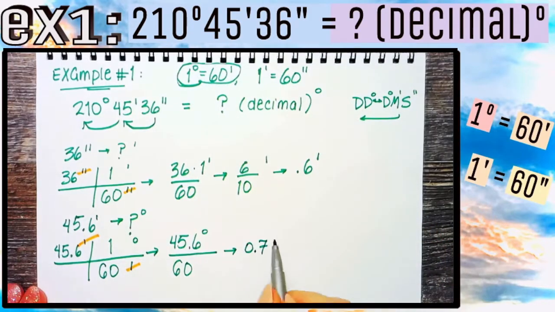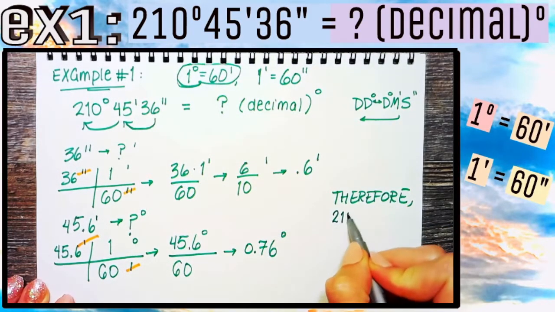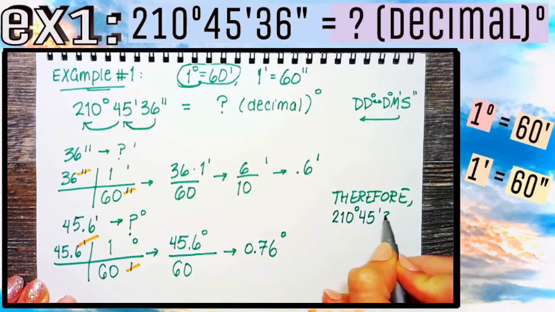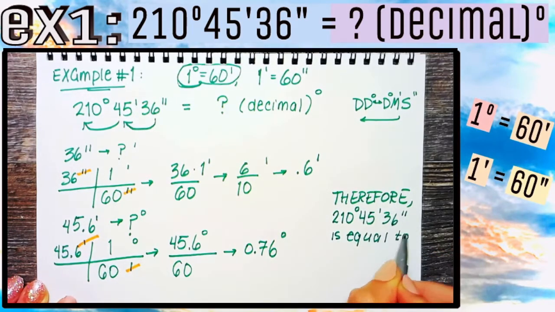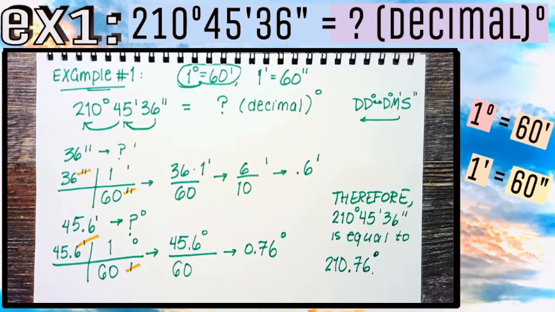0.76 degrees. Therefore, 210 degrees, 45 minutes, 36 seconds is equal to 210.76 degrees. We took that 0.76 degrees and tacked it on to the existing 210 degrees.